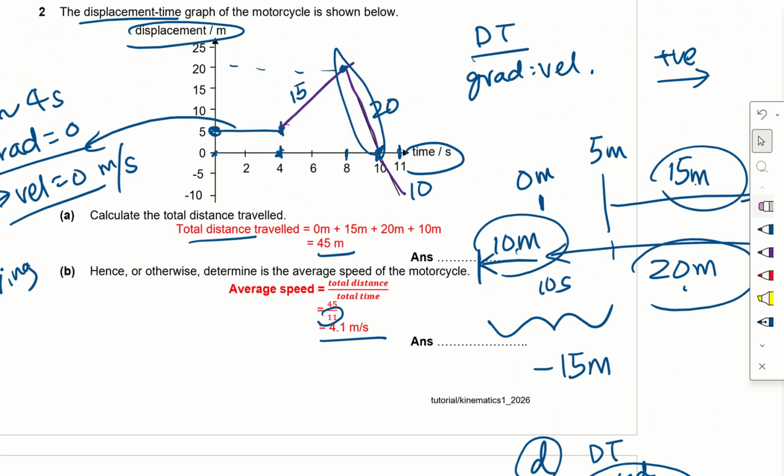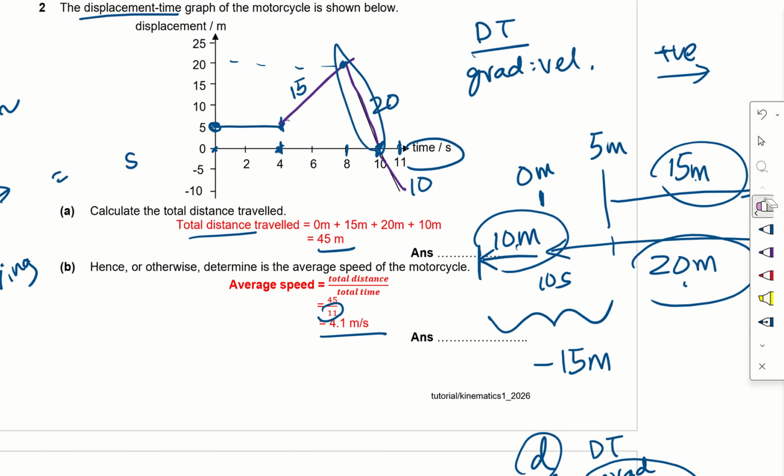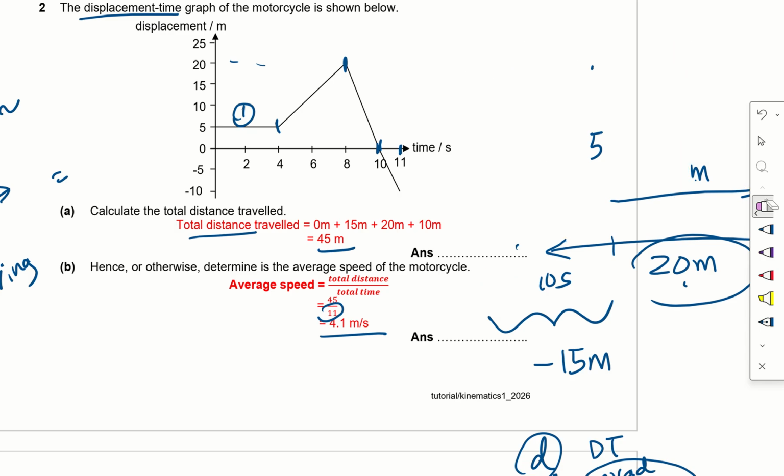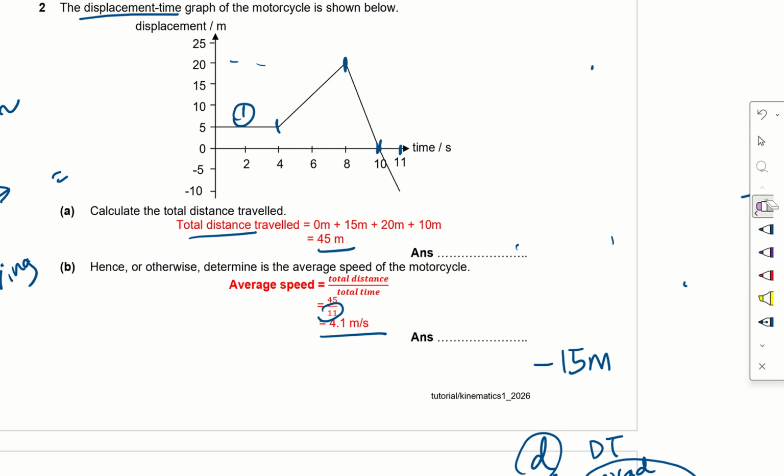Okay, so let me clean this up. Okay, so we can break it out into a few sections: from 0 to 4, 4 to 8, 8 to 10, and 10 to 11. Okay, so for section 1, we see that the gradient is 0, right? The gradient is 0.